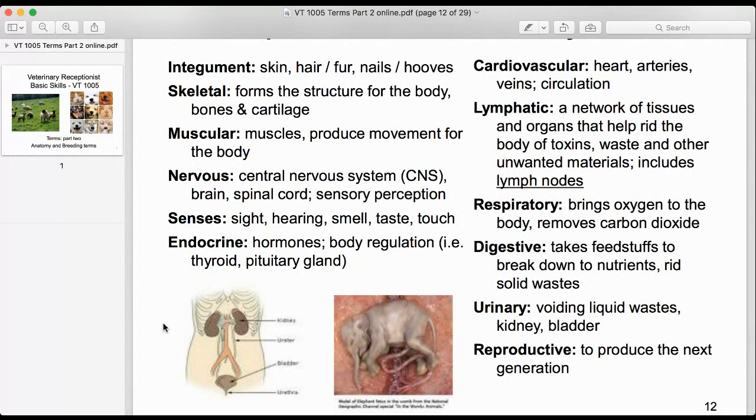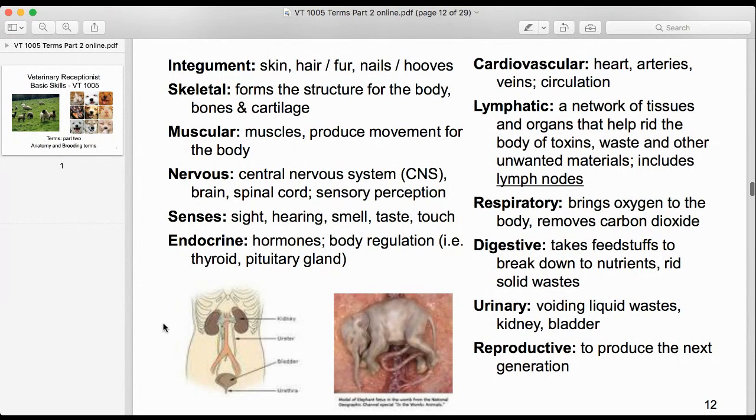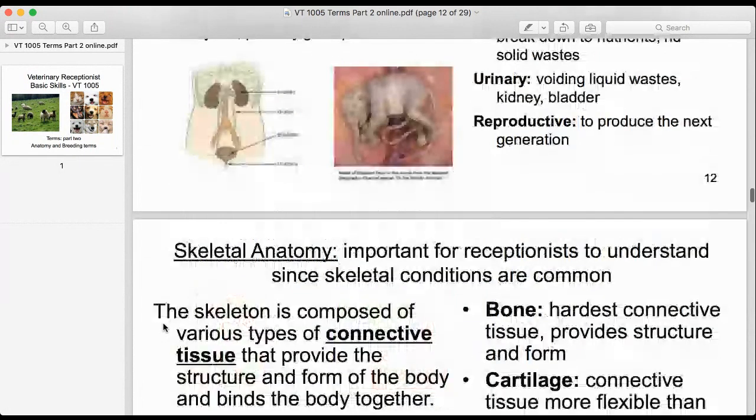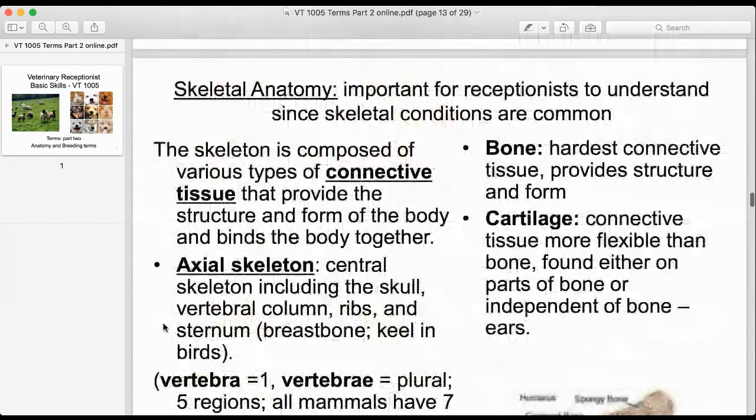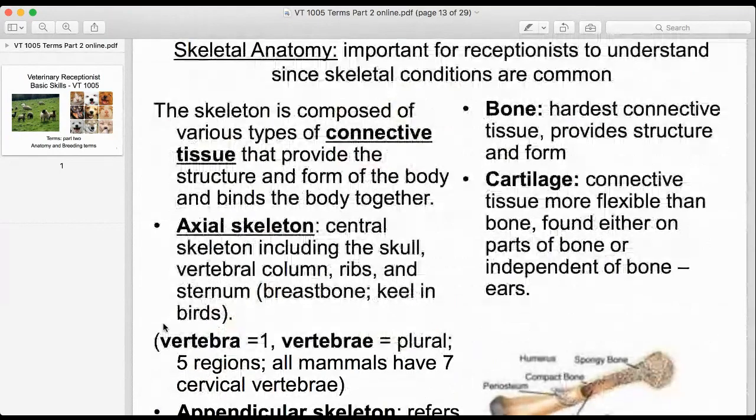Digestive system also includes the gastrointestinal system, to take our feedstuffs, break them down into nutrients, and to rid solid wastes. Urinary system, to void our liquid waste, and reproductive, to cause the next generation. So do know these simple definitions. We're going to look at some of these areas and break this apart a little bit more in the next slides.